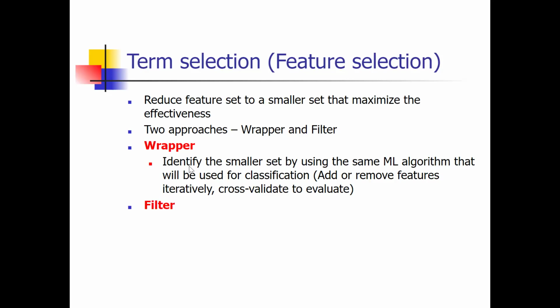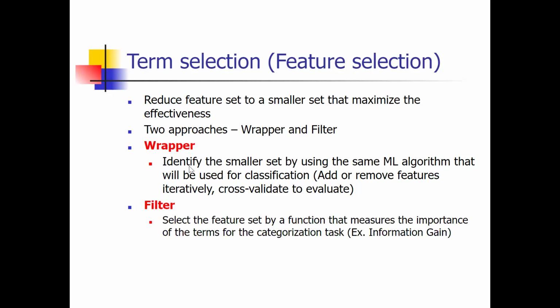The second approach, we call it the filter approach. In the filter approach, usually we will select features based on some measurement. I hope you remember we discussed something about purity in creating decision trees, and the measurement we use is called information gain. So we can use information gain to rank our features based on the highest information gain, and then we can discard the features with low information gain.